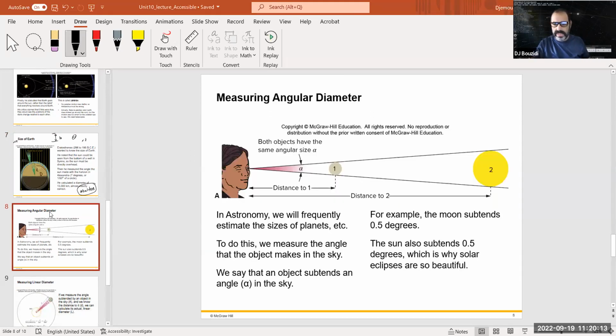This is the argument that I was talking about here, on how to find the size of the sun if you know the size of the moon. This arc, the size, is part of a circle. So this is an arc length, and this is also another arc length, which is the size of the sun, okay? They both subtend the same angle alpha.